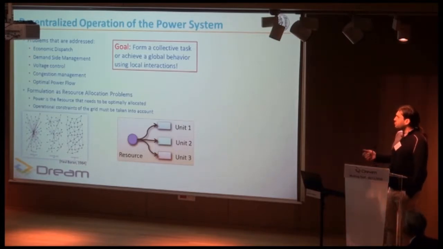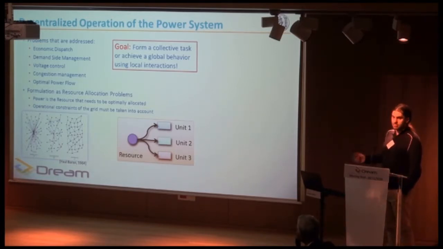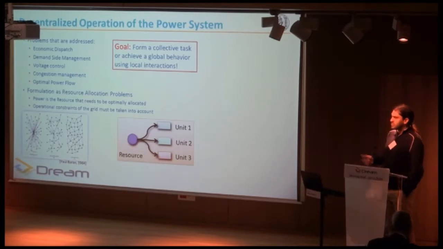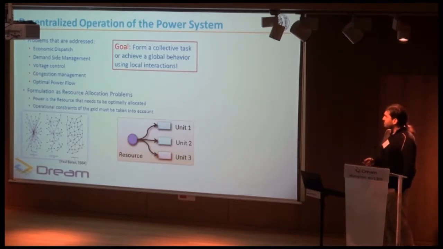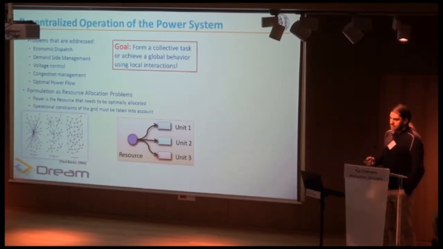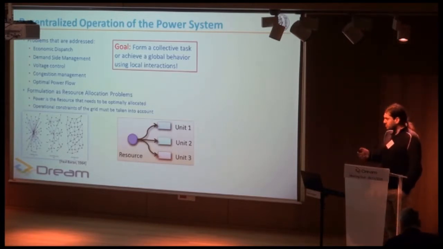A better solution, maybe more efficient, would be to have small aggregations and take more local decisions. And finally, we could have a fully distributed based control where all the peers of the grid are at the same level of coordination, and coordination is actually based on local only communication. So the goal, the idea behind this is to use this type of coordination and actually form a collective task using only local interactions.